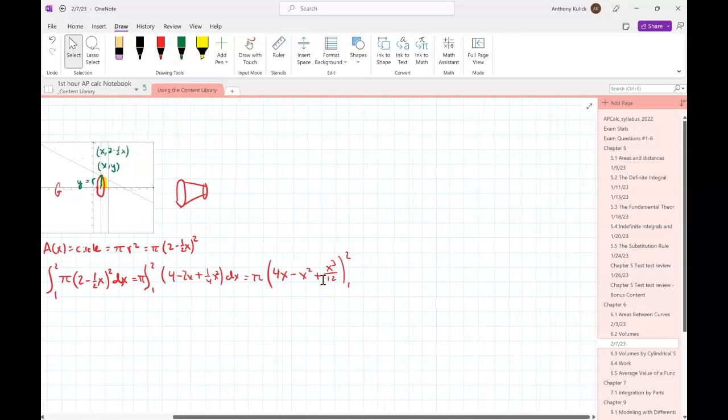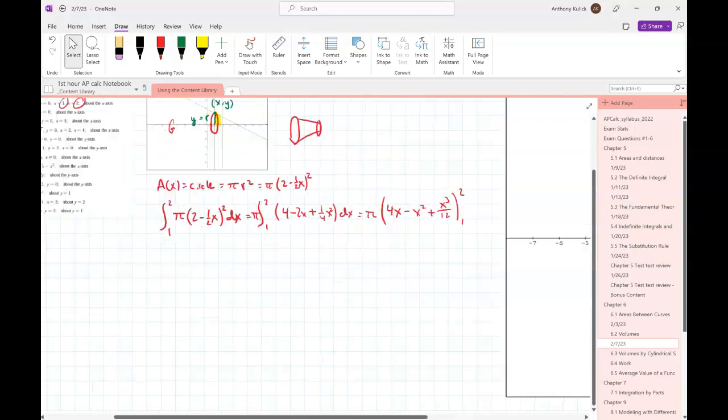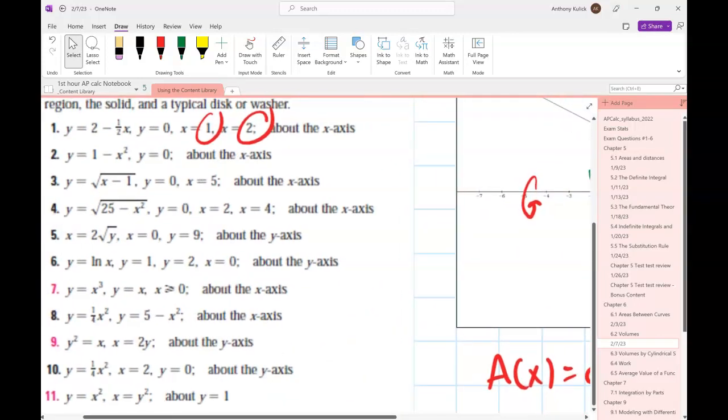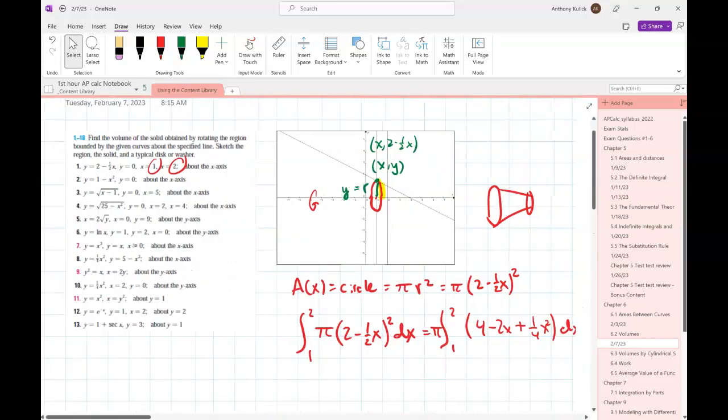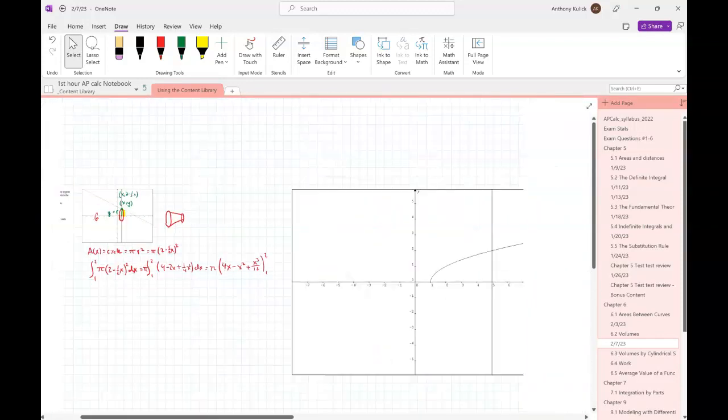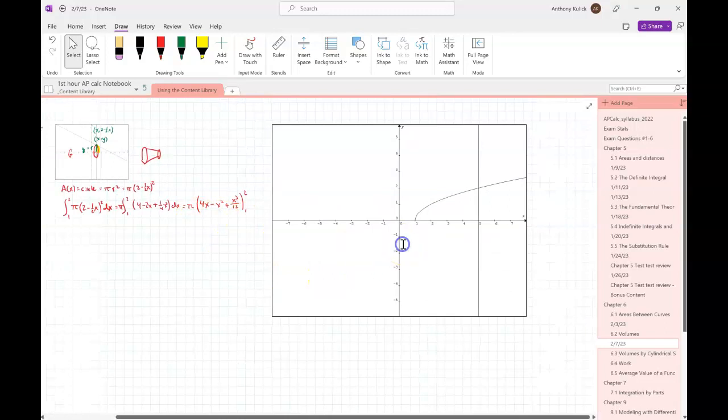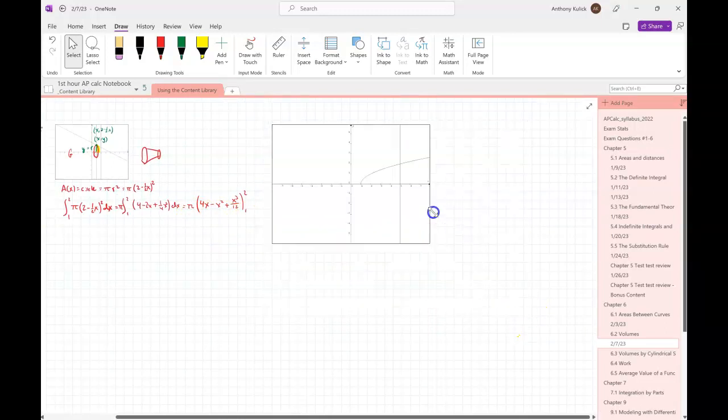So, wait, did you go to the problem? What are the... Oh. Sure thing. All right, so let's go and resize this so it's not gigantic.